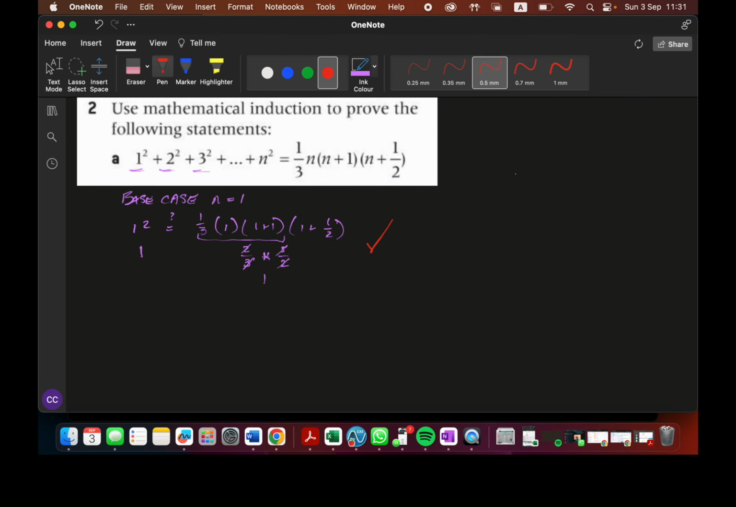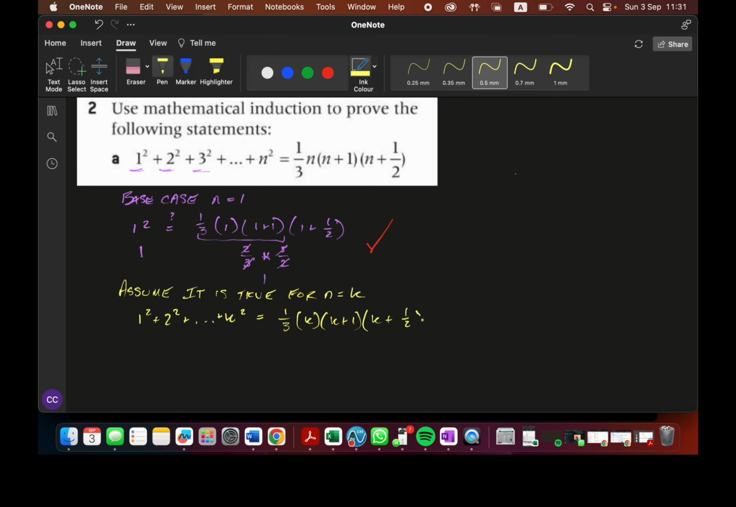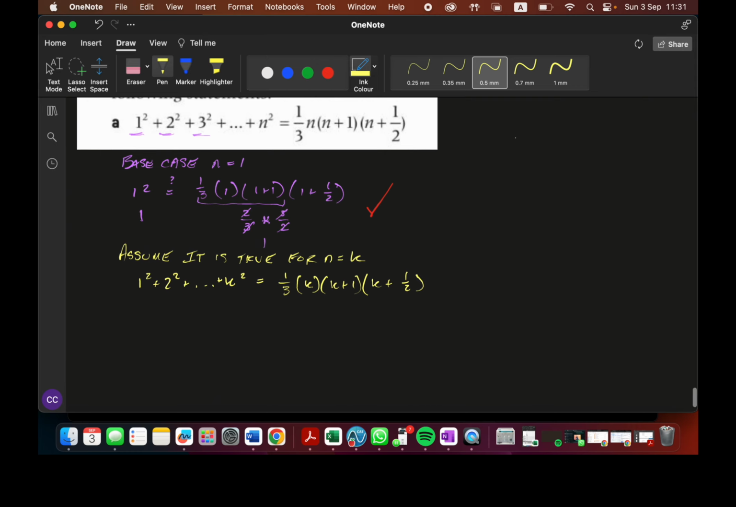All right, once we've accomplished the base case, it is time to make our assumption. We're going to assume it is true for n equals k. So writing that out, I'd have 1 squared plus 2 squared plus blah, blah, blah, plus k squared is the same as 1/3 times k times k plus 1 times k plus 1/2. So I've got my assumption.